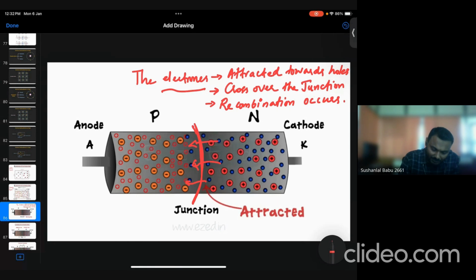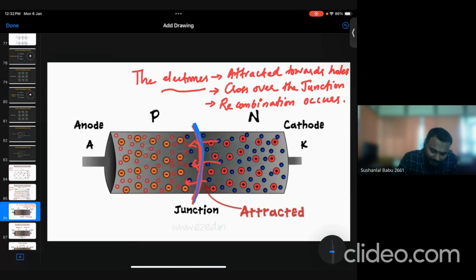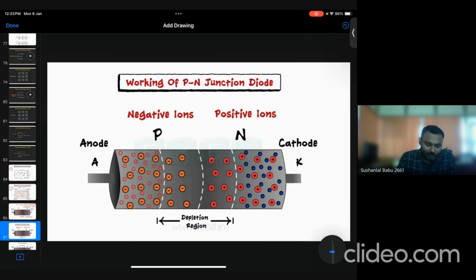Electrons are crossing the junction. I will draw a blue line on the junction. Electrons are crossing the junction, and recombination of electrons and holes will happen. Electron and hole combine together and become one. Now, what will happen if they combine together? It will disappear, because there is no separate electron or hole. They combine, and the positive and negative become neutral.